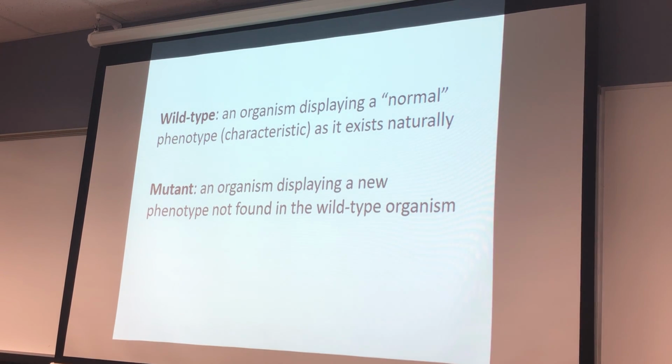So the wild type is the normal phenotype, the characteristic that exists naturally. The mutant is the organism that is displaying the new phenotype that is not found in the wild type organism. Okay? So that would be mutation.